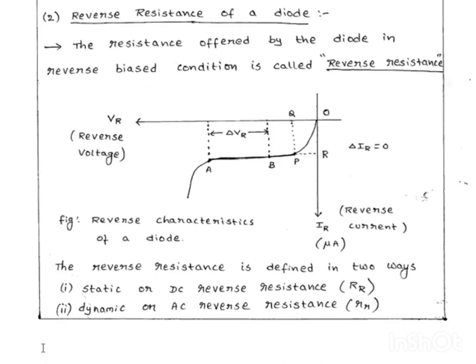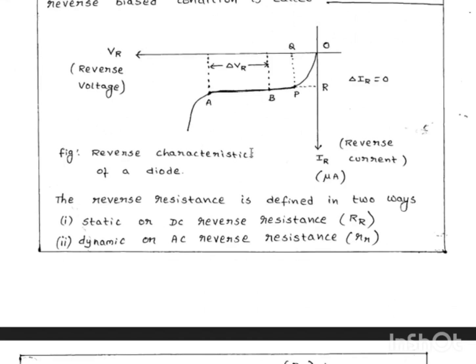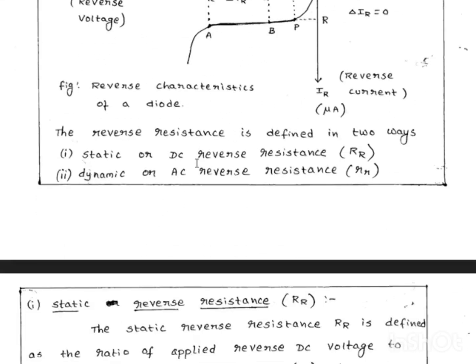Now let us see the reverse resistance of a diode. Whenever my diode is reverse biased, the resistance offered by the diode due to the potential barrier is called the reverse resistance of a diode. You can see the VI characteristics in reverse bias, it will be like this. Again, this reverse resistance can be categorized into two types, that is static or DC reverse resistance and dynamic or AC reverse resistance.